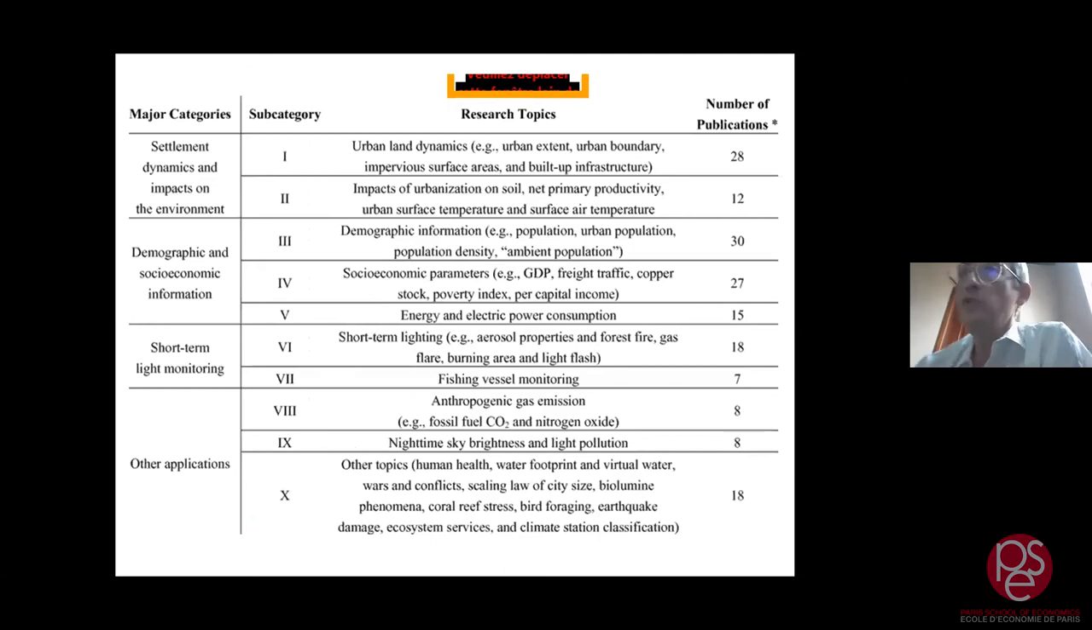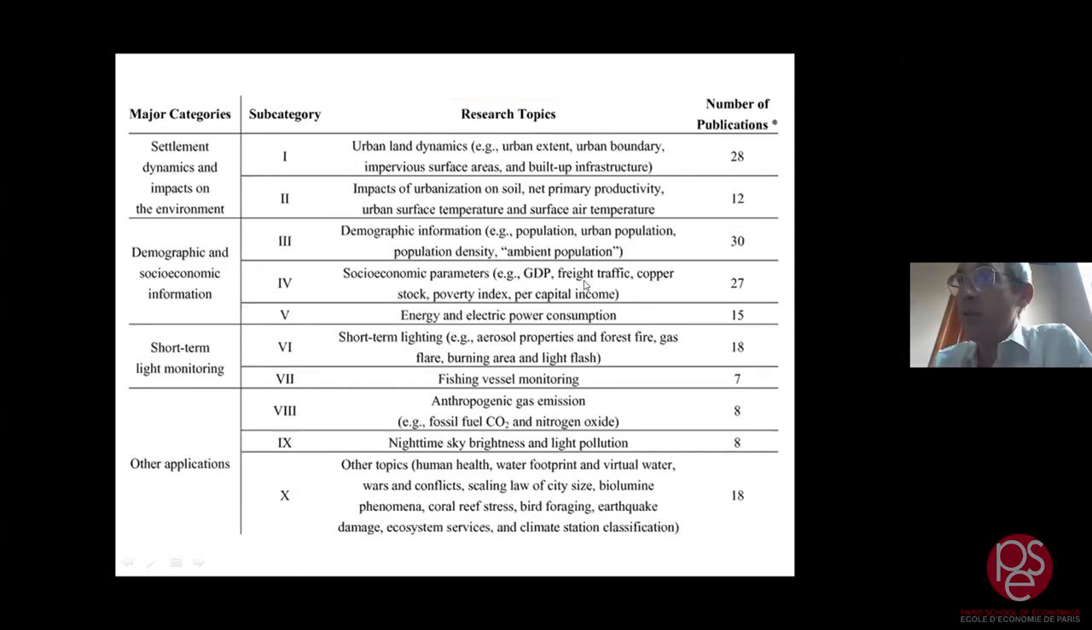And just to conclude about night light information and its applications, I took this from a very interesting paper that made an extensive review of publications of work using this data for a lot of socio-economic parameter modeling. You can see here the main categories and the number of publications. This gives an idea of the main applications of night light information: urban studies, energy, demography, other socioeconomic parameters, traffic, and so on, poverty index, per capita income.